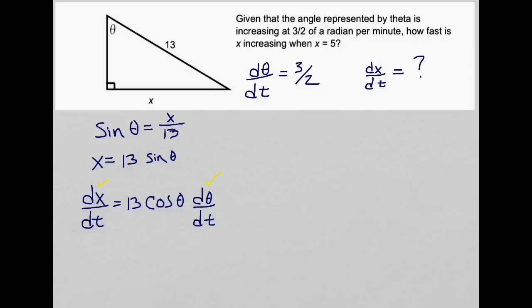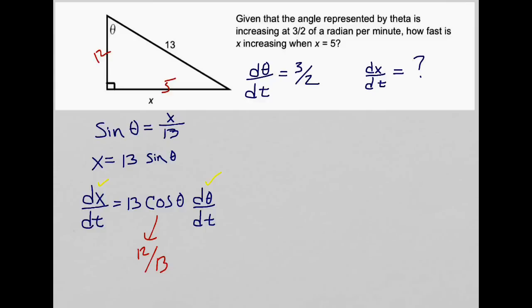Remember in this problem, we're looking for the rate specifically when x is equal to 5. So if this side is going to be 5 units, I can use the Pythagorean theorem to figure out that this opposite side over here is 12. Maybe I know that that's a Pythagorean triple, maybe I have to use the Pythagorean theorem to find it, it doesn't matter, but it's going to be a 5, 12, 13 triangle. And so that means the cosine, which is the adjacent over the hypotenuse, is going to be 12/13.